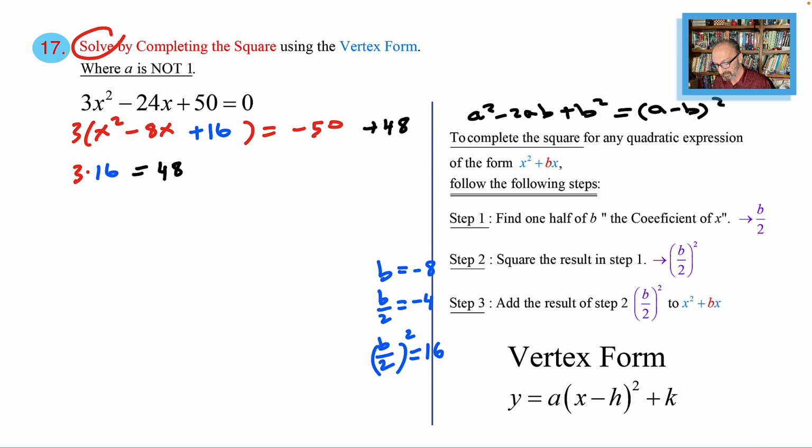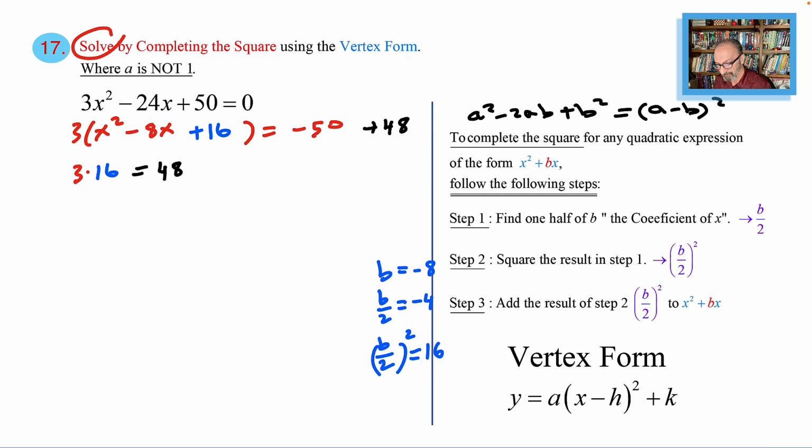With the same concept, that's not 16. That is 3 times 16, which is 48. So I'm adding 48 to the left. I need to add 48 to the right to keep it balanced.